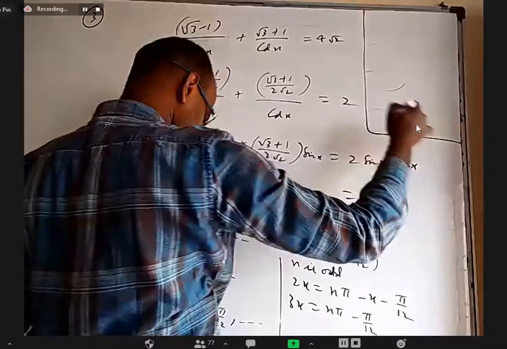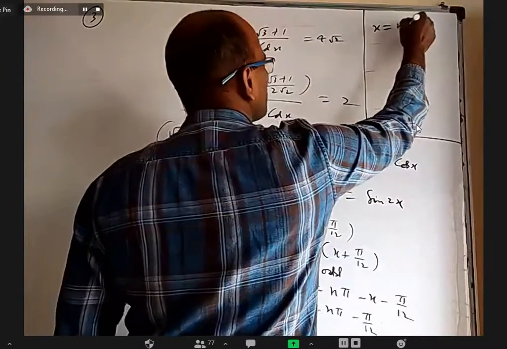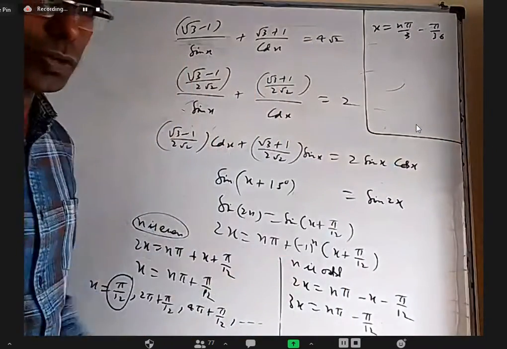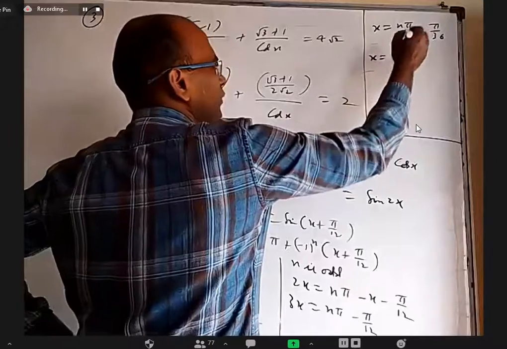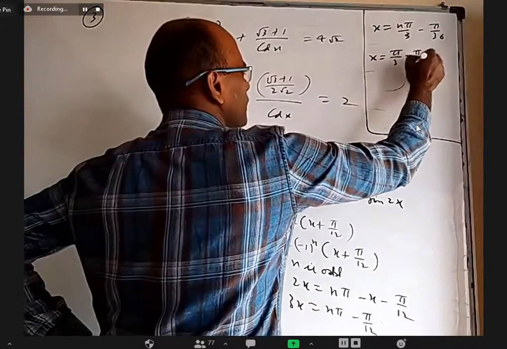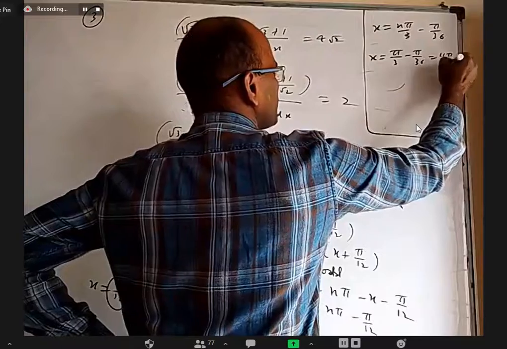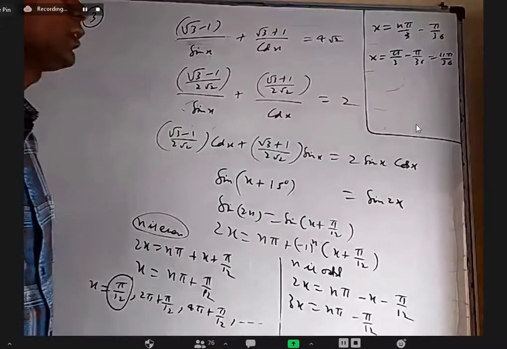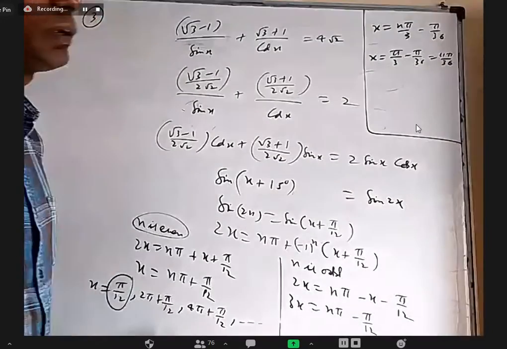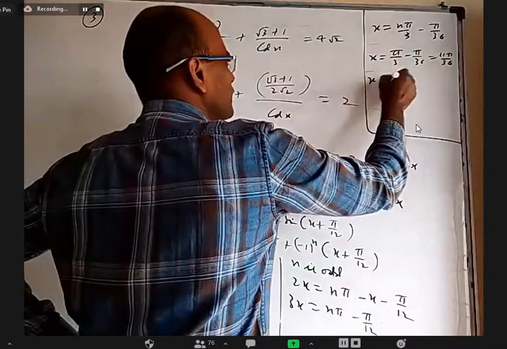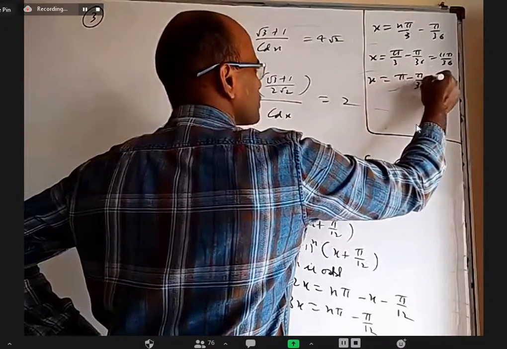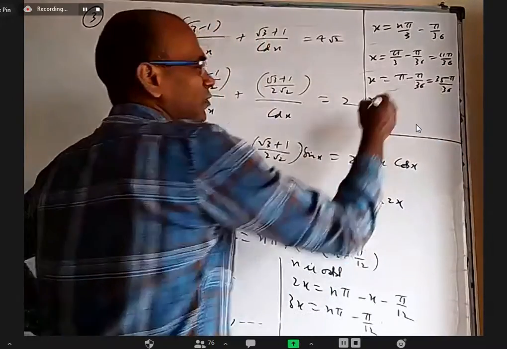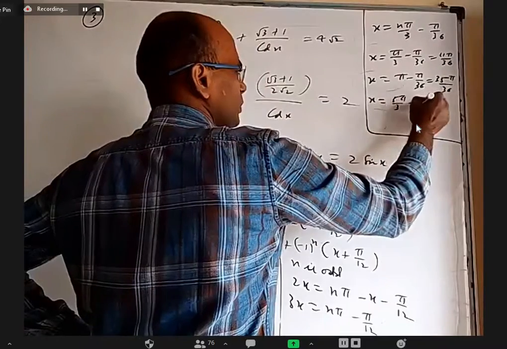Only the second part. X is equal to n pi by 3 minus pi by 36. But n is odd only, so I cannot put 0. If I put 1, I'll get pi by 3 minus pi by 36, which is 11 pi by 36. After putting 1, I can only put 3. When I put 3, it is pi minus pi by 36, 35 pi by 36. When I give 5, 5 pi by 3 minus pi by 36.